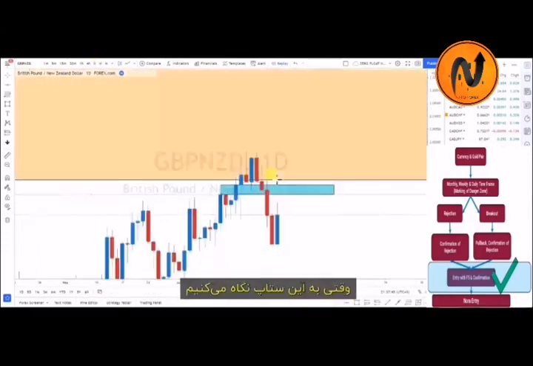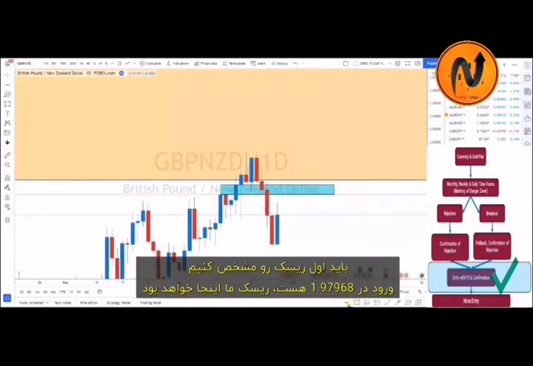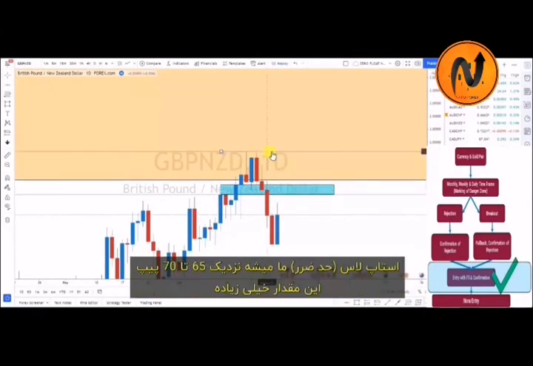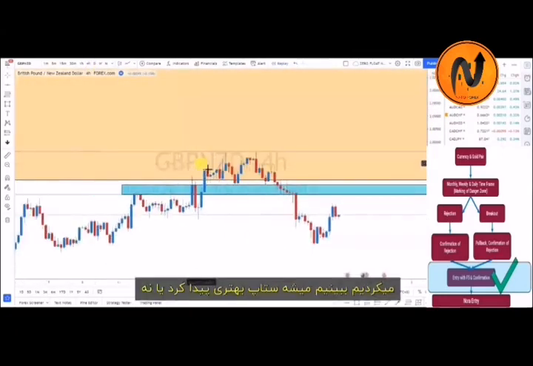So when we look at this setup, we have to find the risk first. So entry is 1.97968. Our risk will be here, our stop loss. So stop loss will be around 65 to 70 pips. Now this is too high. So once it's too high, what should we do? We go to the H4 time frame and see if we can find any better setup.